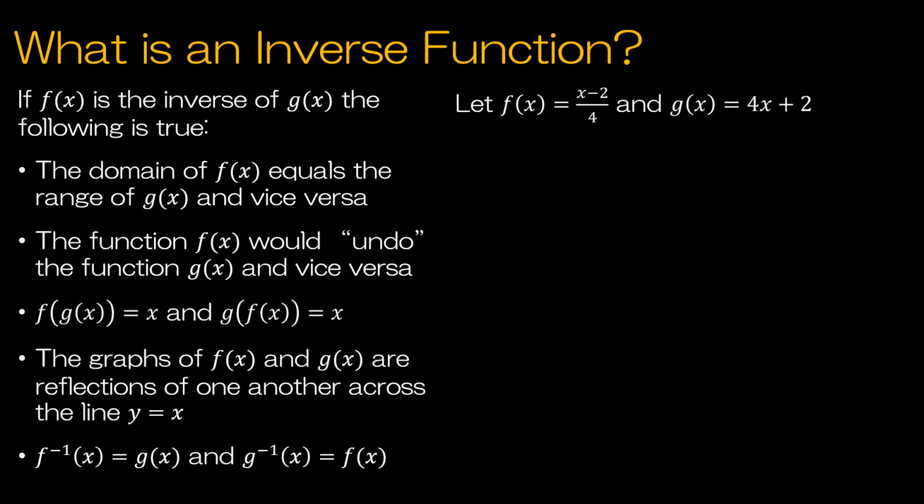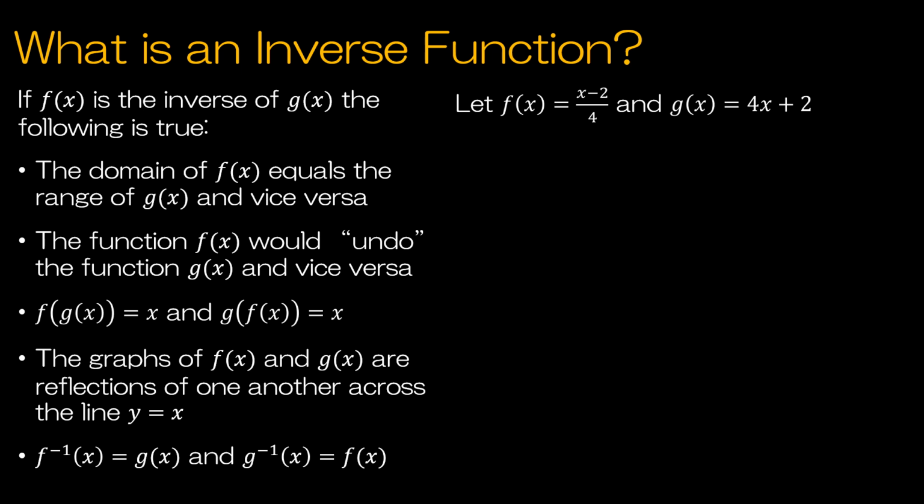an inverse function. So if f of x and g of x are inverses of one another, then the following is true. The domain of f of x equals the range of g of x and vice versa. Well, I'm afraid I didn't give you a super interesting example for our first example, because the domain and range of this function is all real numbers and the domain and range of this function, which is linear, is all real numbers. So nothing too exciting happening there.